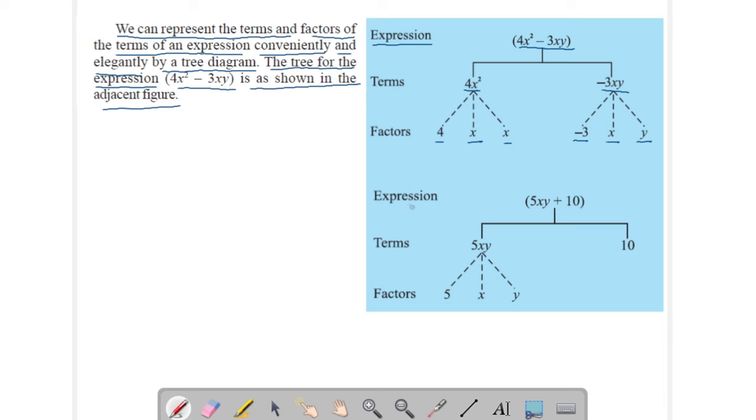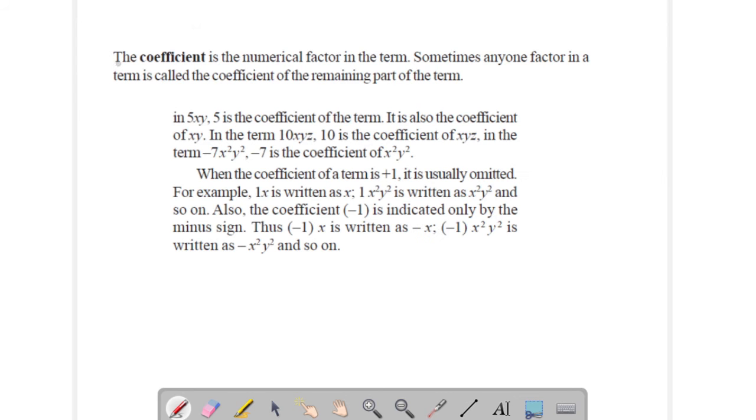Now see the second expression. Second expression is 5xy plus 10. Here what is term? Here 5xy and 10 are terms. What are the factors of 5xy? The factors of 5xy are 5, x and y. And factor of 10 is 10. Or you can write 2 into 5.